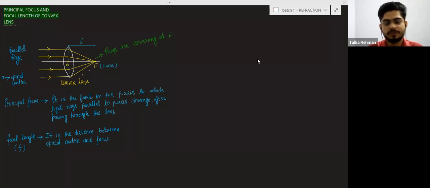I'm saying to all of you, we have just discussed the principal focus and the focal length of a convex lens. I have told you there are two types of lenses. Number one is convex lens and another is concave lens. So we have discussed the convex lens. Now we will discuss the focus and the focal length of the concave lens.